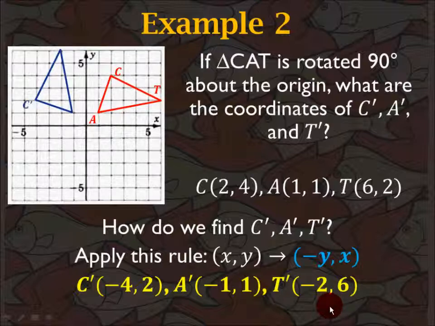And there's your triangle there. C at (-4, 2). A at (-1, 1). T at (-2, 6). This is a 90-degree rotation counterclockwise.